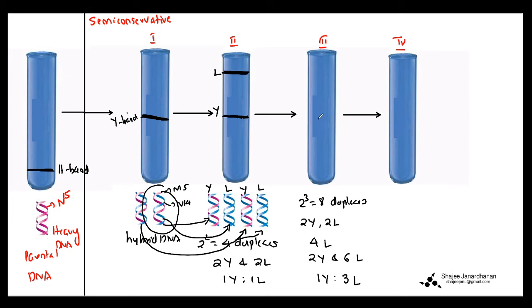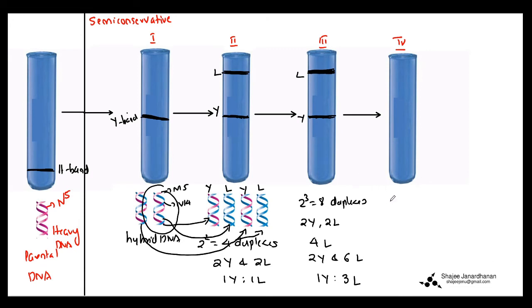So you find that the banding pattern is still the same. You are going to find 2 bands. One is the hybrid band and the other is the light band, but the difference is that the thickness of the light band is now increased because there are 3 times more light DNA than hybrid.